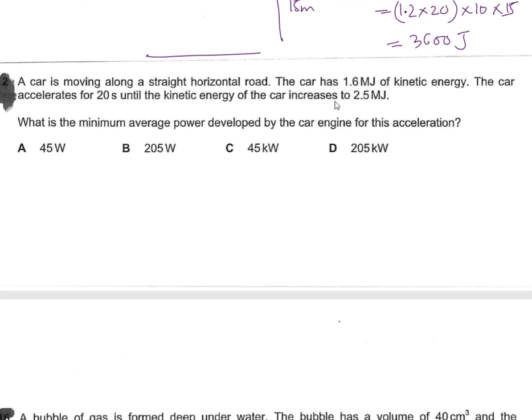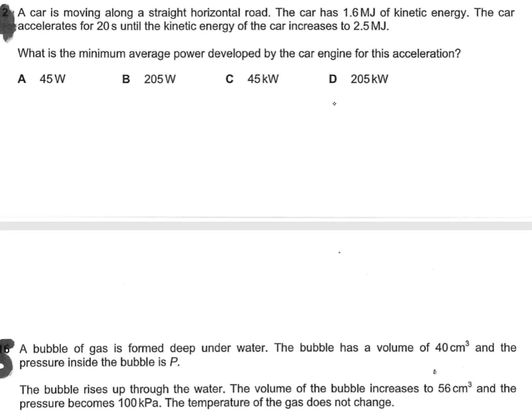Good. Now the car is moving along a straight line. Let's draw a car here, moving along a straight line. Now the kinetic energy, KE, we know. The car accelerates for this many seconds until kinetic energy increases, so energy goes up. What is the minimum power developed by the car in this particular case for this acceleration? The car is at a kinetic energy of 1.6 megajoules, and then it accelerates and goes to this.